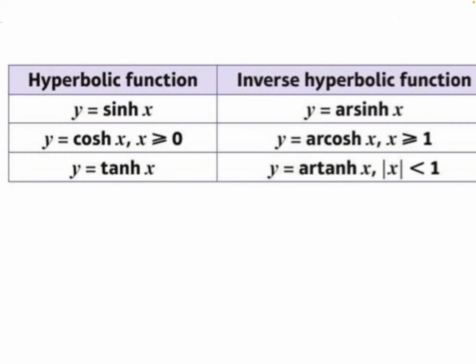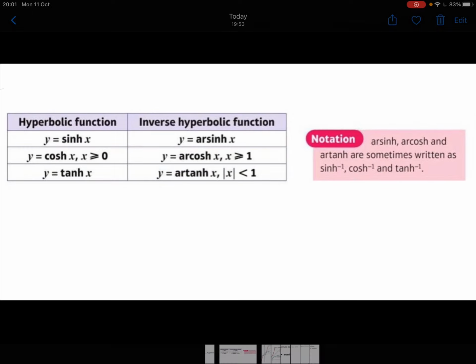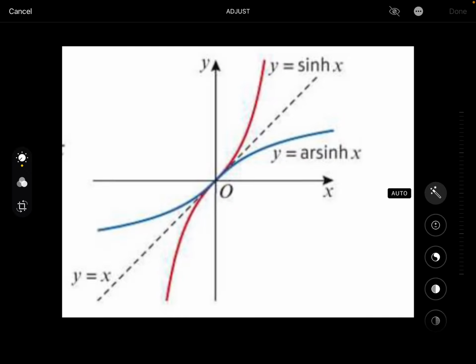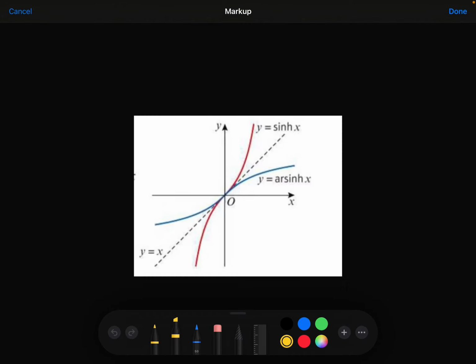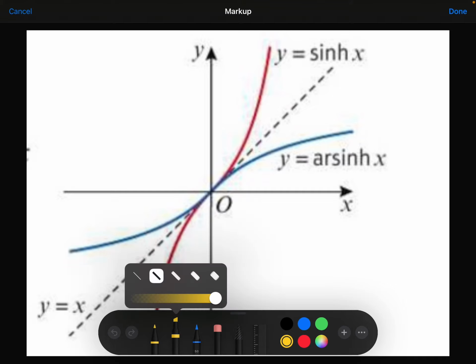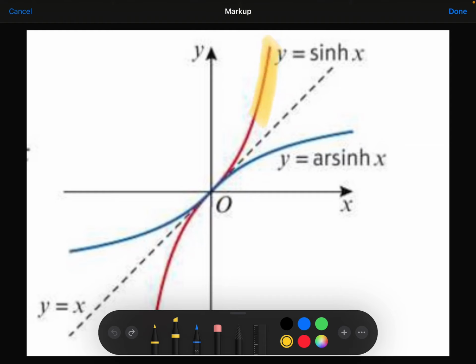Notice that we have some domain restrictions here that I'm going to talk about as we look at the graphs. Okay, so remember how we find the graph of an inverse function. It's the reflection in the line y equals x. So if I take my sinh graph here and reflect that in the line y equals x, I get the graph of arsinh. Notice that because sinh was a one-to-one function, there is no domain restriction required here at all. There's also no restriction on the range.